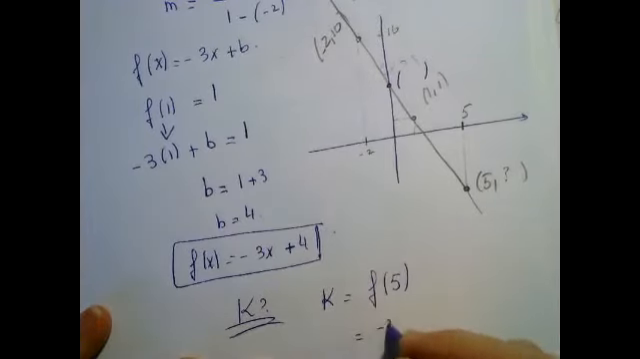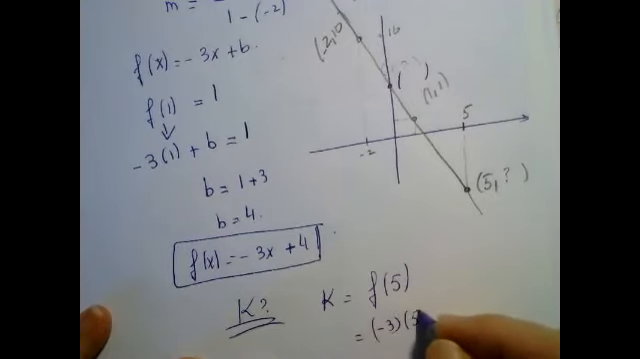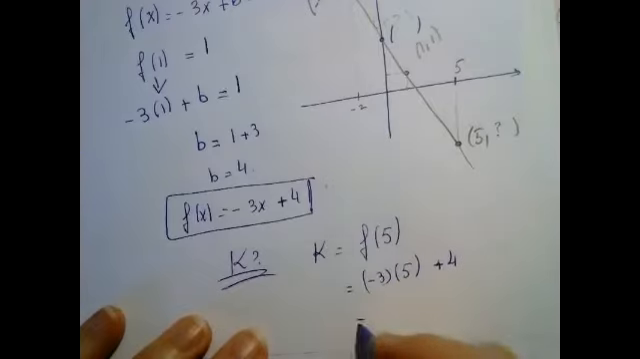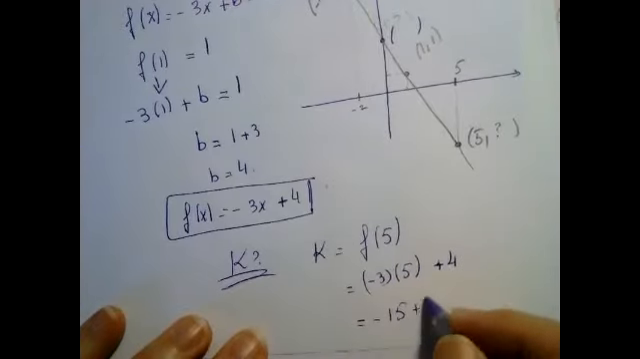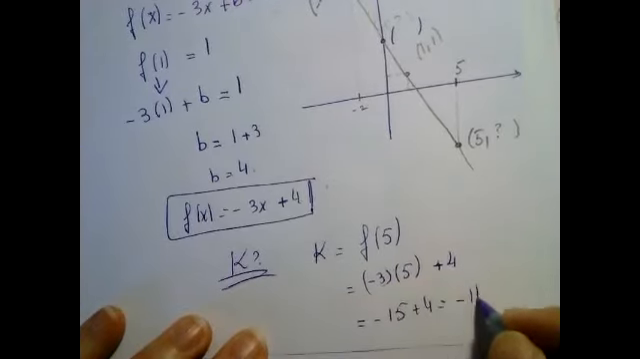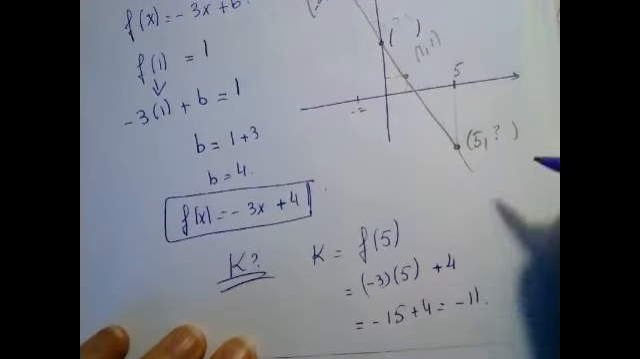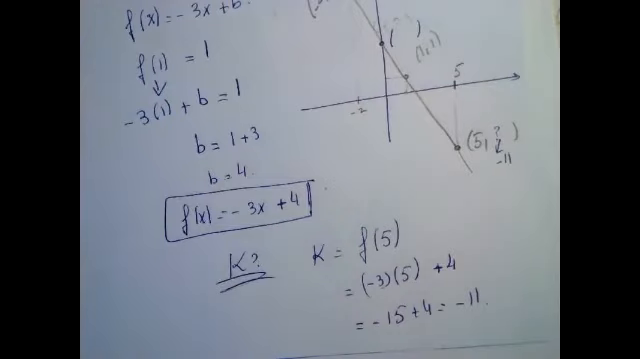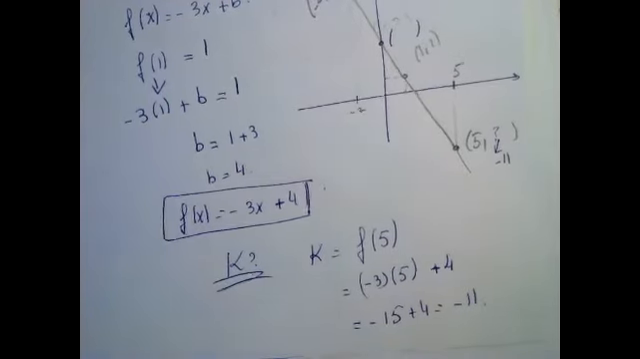It means -3 times 5 plus 4, which is -15 plus 4, which is -11. So on the picture here, this interrogation mark is -11. And that's really what the formula tells me, okay?